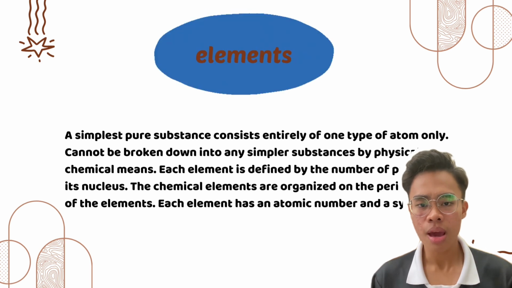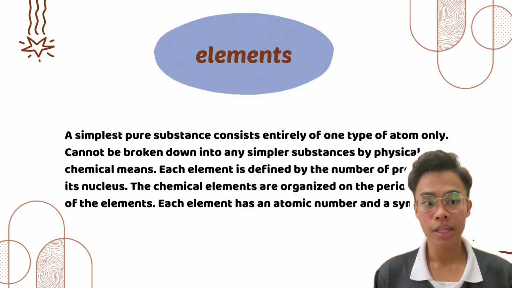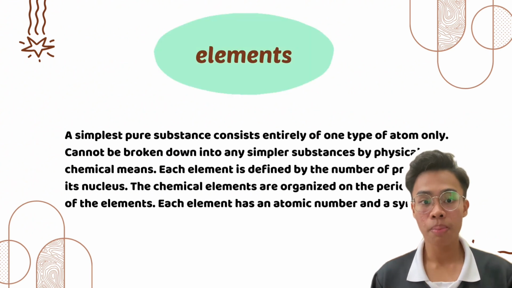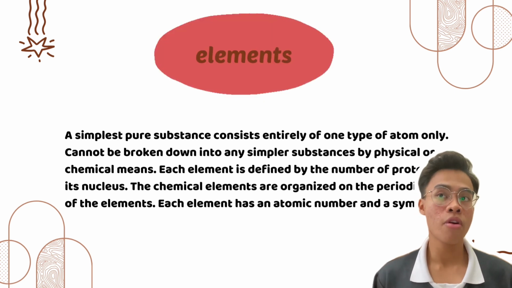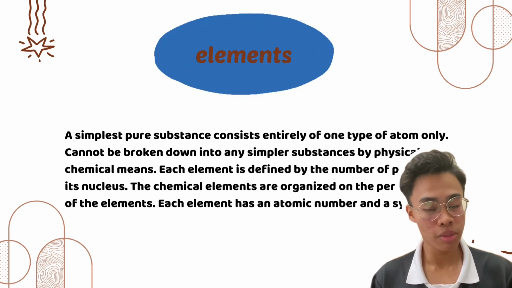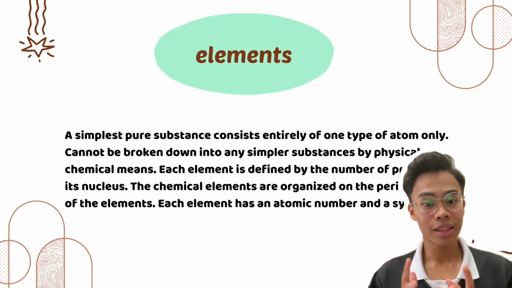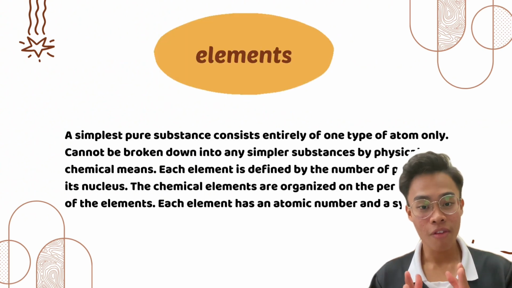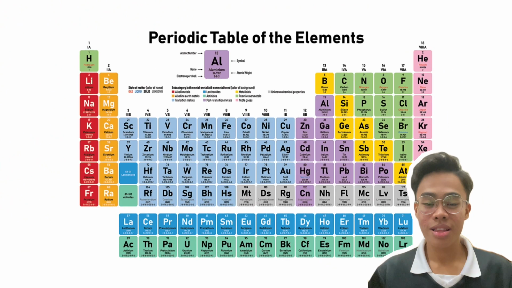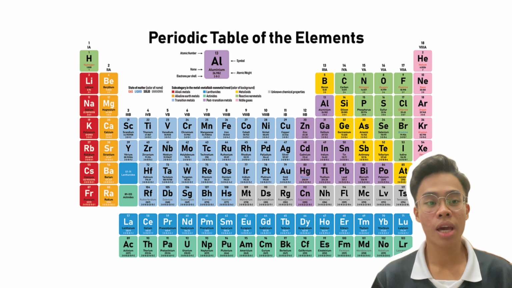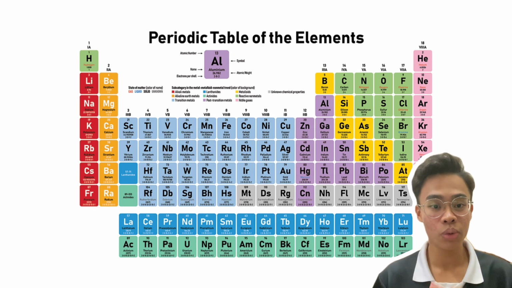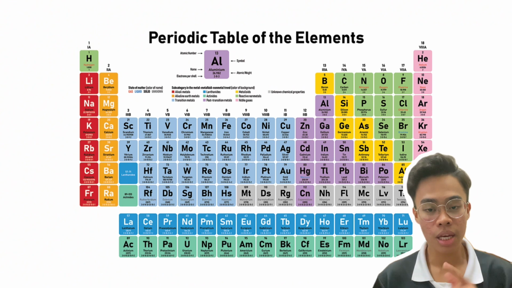Each element is defined by the number of protons in its nucleus. The chemical elements are organized on the periodic table of the elements. Each element has an atomic number and symbol. For example, magnesium, the symbol is Mg. Argentum, the symbol is Ag. While aluminium, the symbol is Al. That is the example for the elements. So, this is what we call element. We can see all the elements on the periodic table. All the elements are separated into three groups. The first one is metal, the second one is non-metal, and lastly, it is called gas.